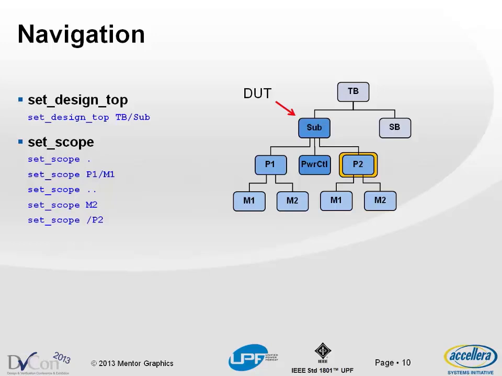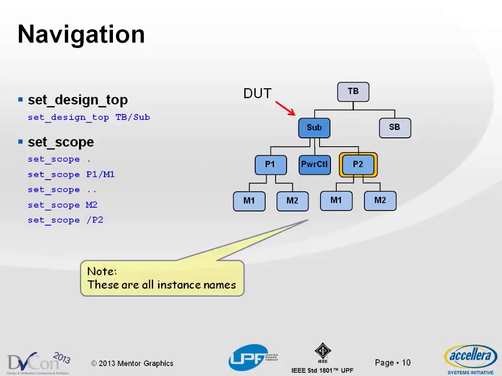And in the coming diagrams, I'm going to use this orange box around the module that is assumed to be the current scope. I'm not going to talk about scope much anymore. These are all instance names that we're talking about here. There is an assumption that at the top of your tree, the module name is also an instance name.